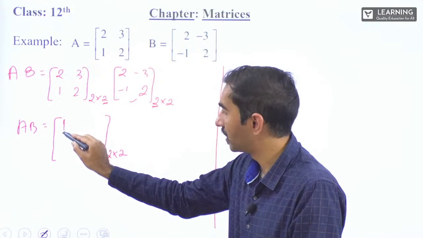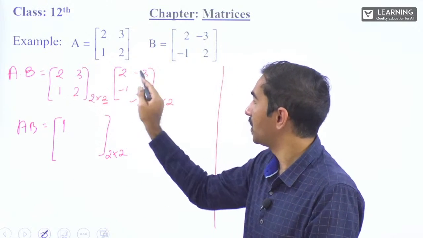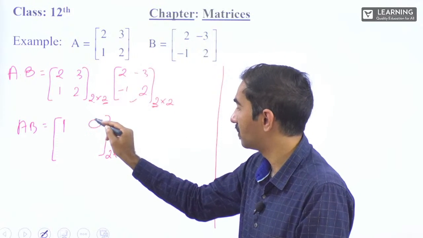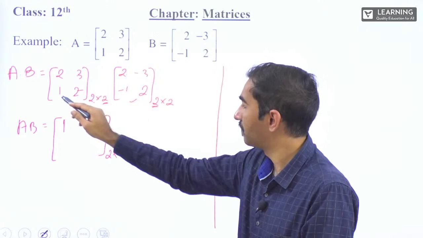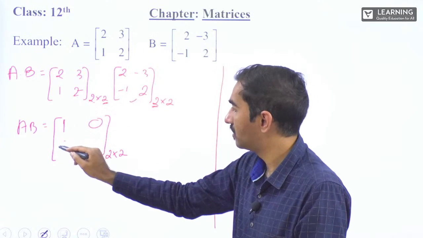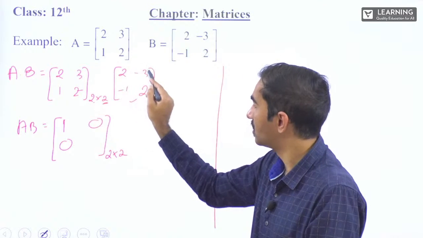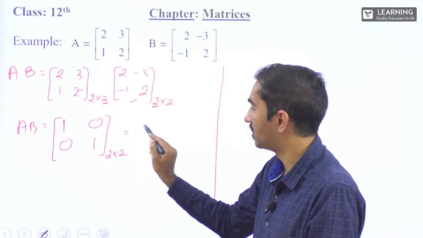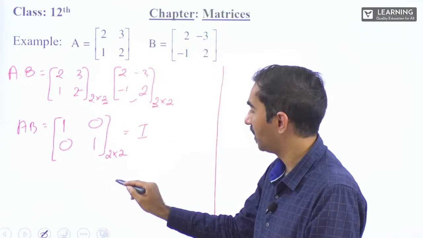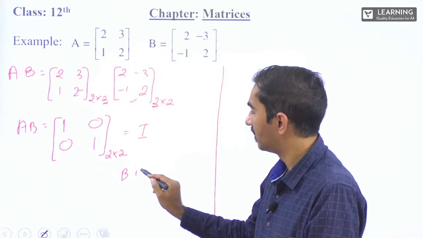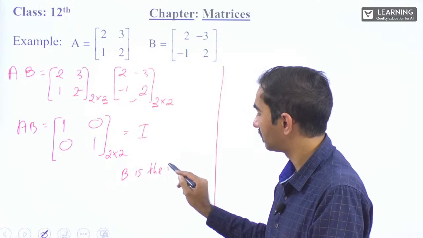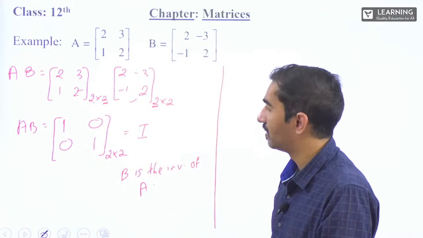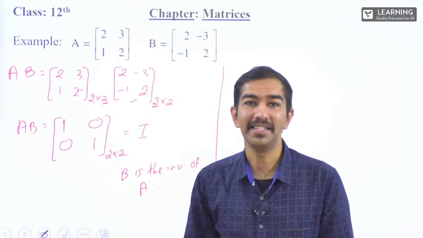Correct? 1. Next, first row into second column: minus 6 plus 6, 0. Second row into first column: 2 minus 2, 0. Second row into second column: minus 3 plus 4 is 1, which is equal to I. So therefore what can we tell? B is the inverse of A. So we can tell that A is invertible.